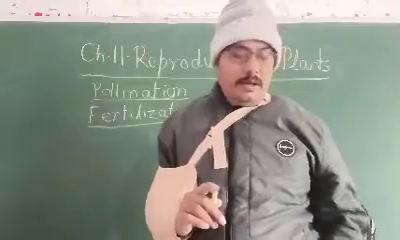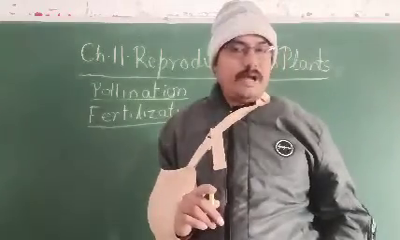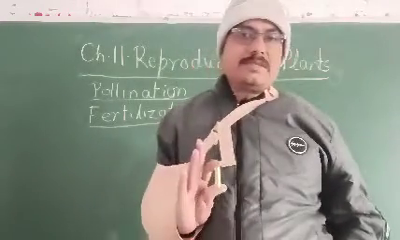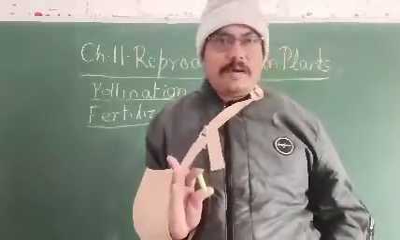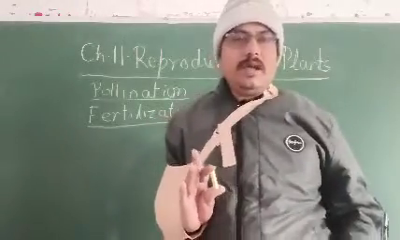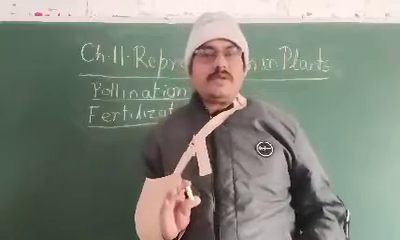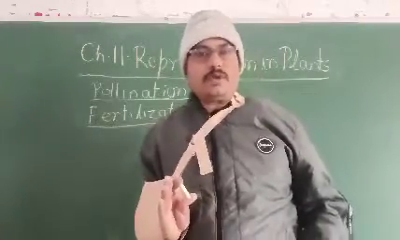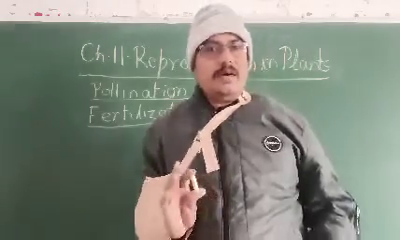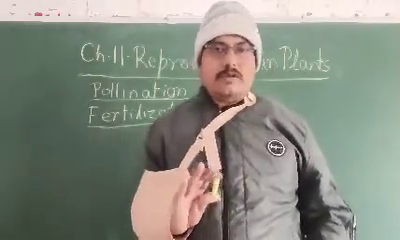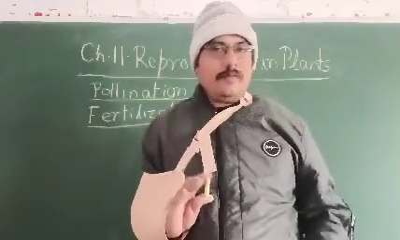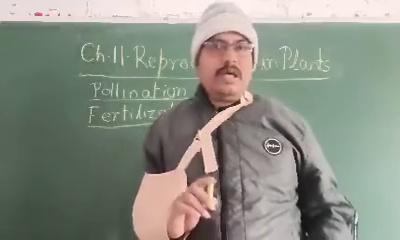When a pollen grain falls on the stigma of the flower, as I have already told, the pollen grain from the anther is carried by different agents, such as insects, rainfall and wind, whatever agents are working for transferring the pollen grain from the male reproductive part to the female reproductive part. When this pollen grain is transferred, it sits on the stigma part of the female reproductive organ.